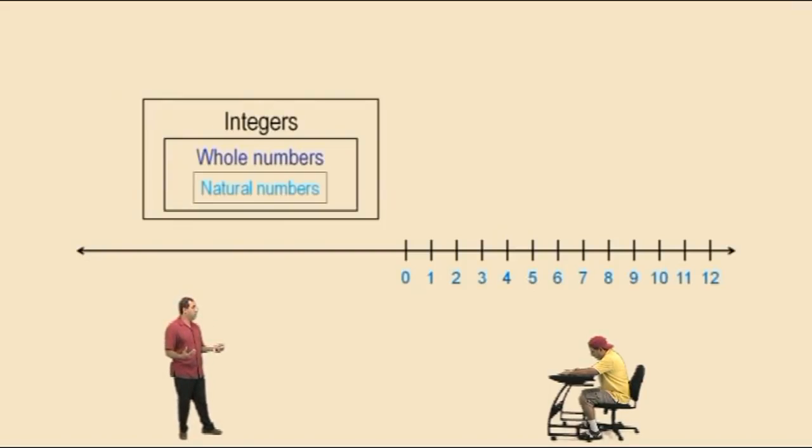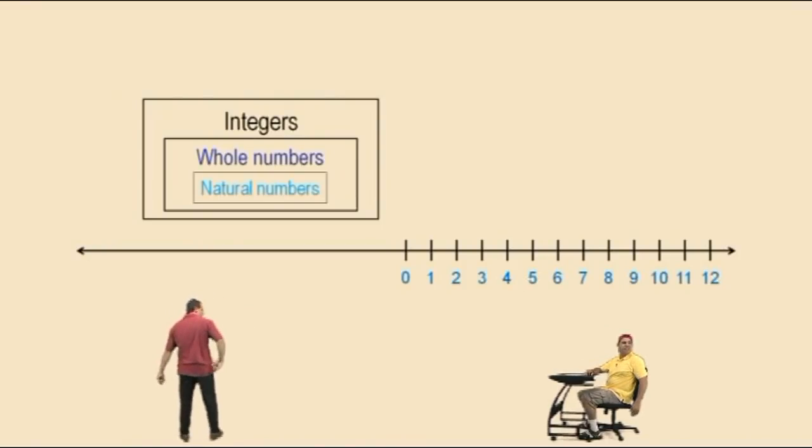Now, the integers, Charlie, bring in the negative numbers. Those are the bad numbers. They're not the bad numbers. Those are the good numbers. Be quiet over there, Charlie.